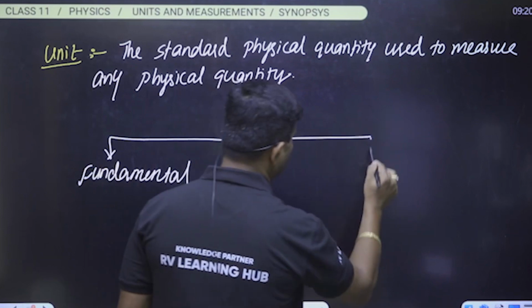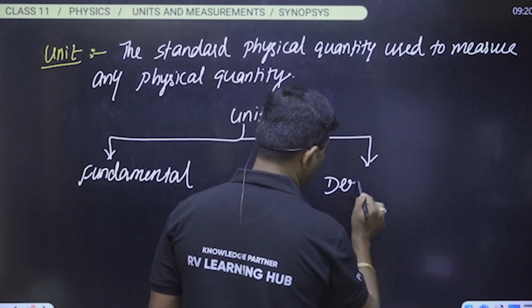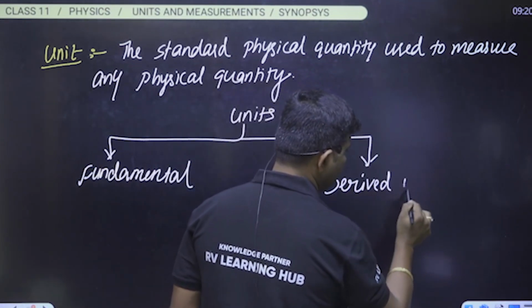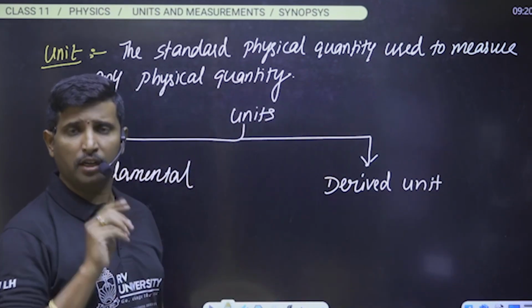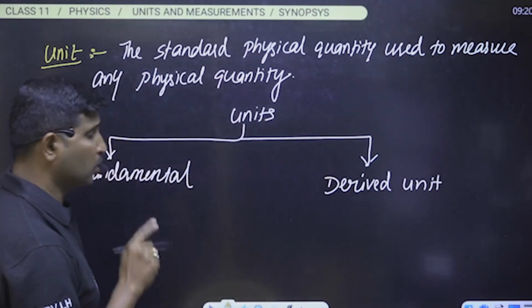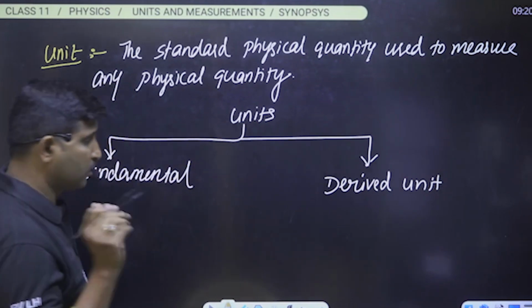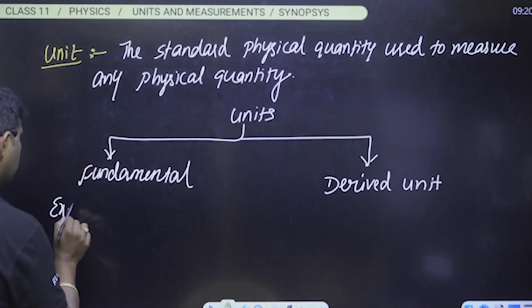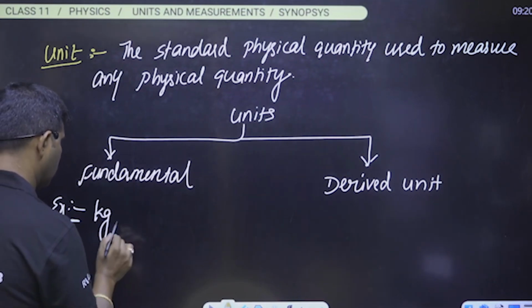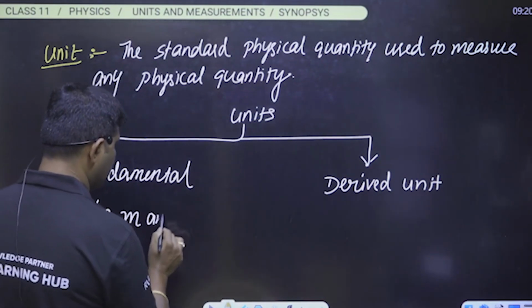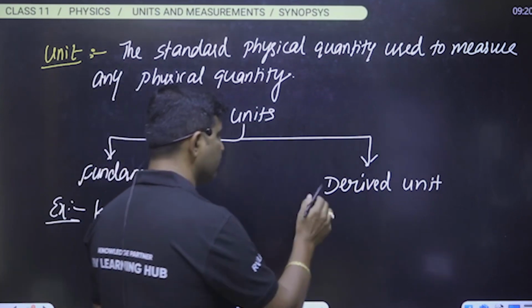And the other one is called derived units. I hope you're understanding these points. These are very basic and important points. We should never miss these things here. What is an example for this? We can say it is kilogram, meter and second. Derived quantities.